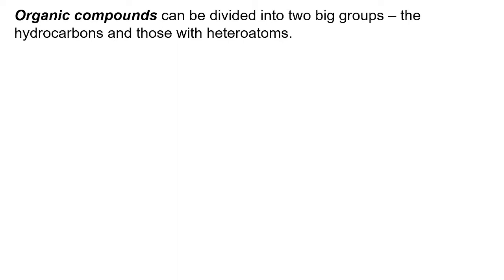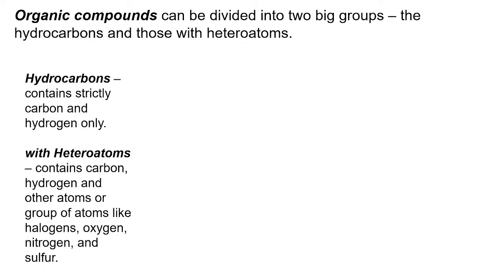Okay, so by organic compounds, these are from the word itself, organic. When we say organic, it is something derived from life. Meaning to say, when we talk about organic compounds, these are compounds that can be divided into two big groups, the hydrocarbons and the heteroatoms. So, we have here the hydrocarbons, which are strictly carbon and hydrogens only.